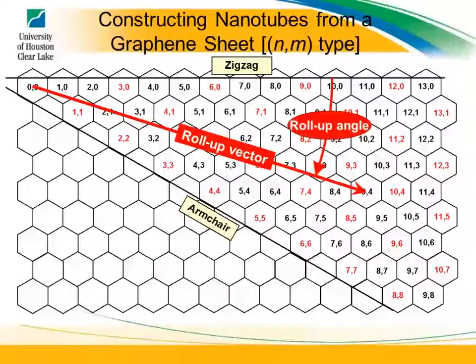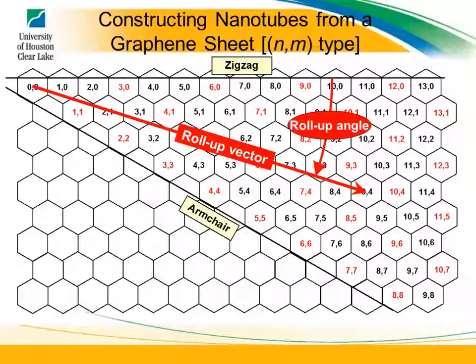And then we can talk about the roll-up angle. This angle is the angle from the zigzag. I'll show you why they call it zigzag. One end is zigzag, one end is armchair, and there's a whole bunch of other nanotubes in between. That roll-up angle will vary from 0 to 30 degrees, but will not be more than 30 degrees.